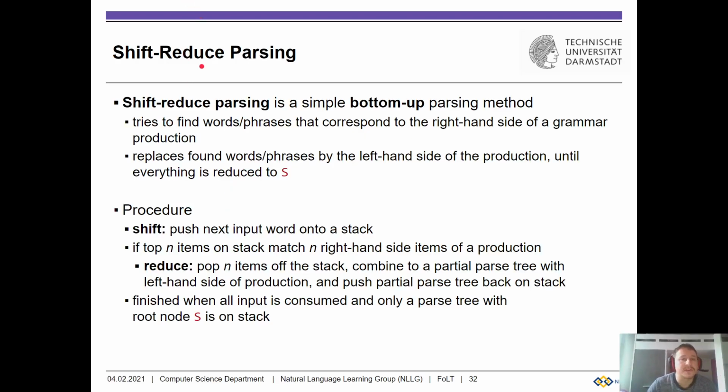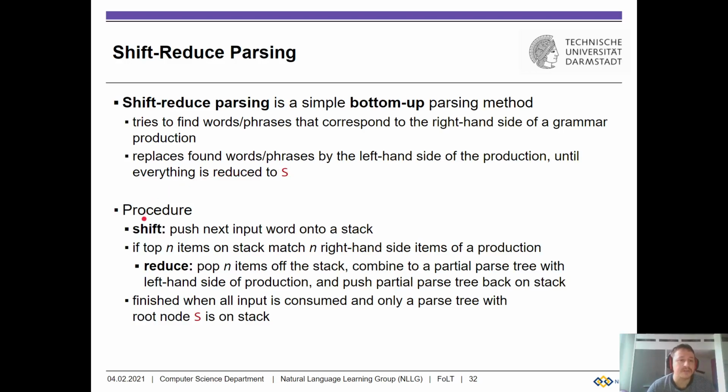Let's talk about our second parsing strategy, which is called shift-reduce parsing. Shift-reduce parsing is a simple bottom-up parsing approach. What it's doing is trying to find words or phrases, such as noun phrases, verb phrases, that correspond to the right-hand side of a grammar production, and then it replaces this right-hand side by the left-hand side of the production rule until everything is reduced to the sentence symbol S. This indicates that we have successfully parsed the sentence.